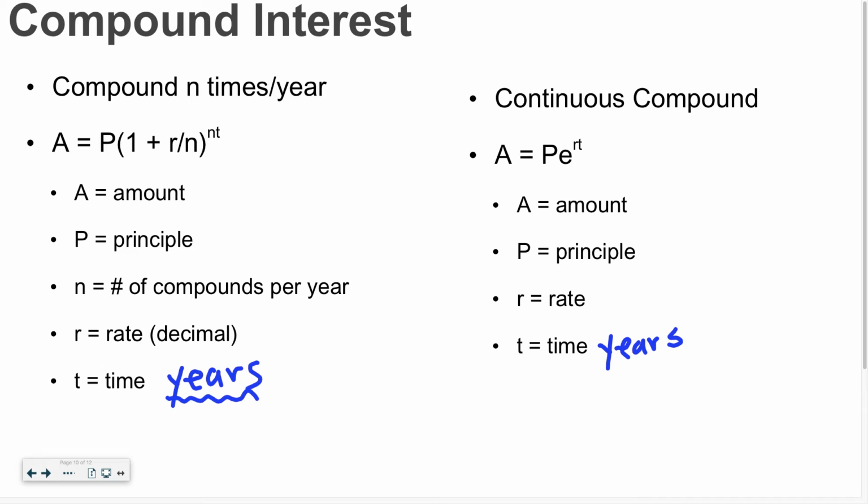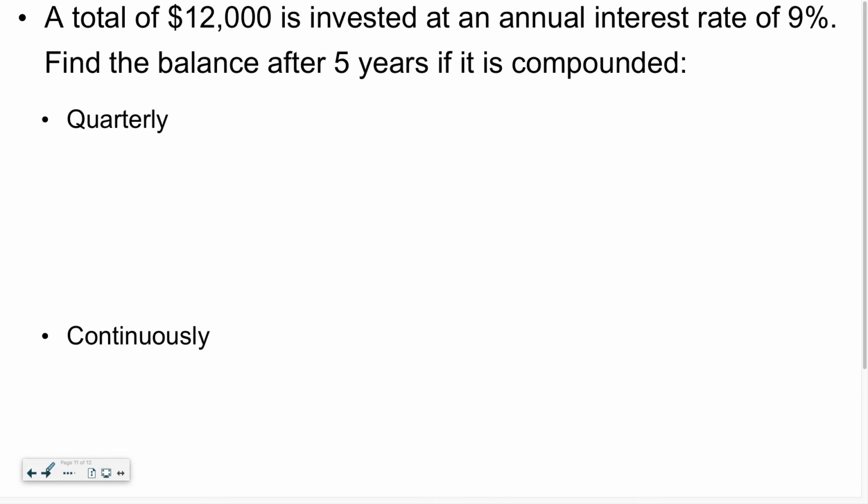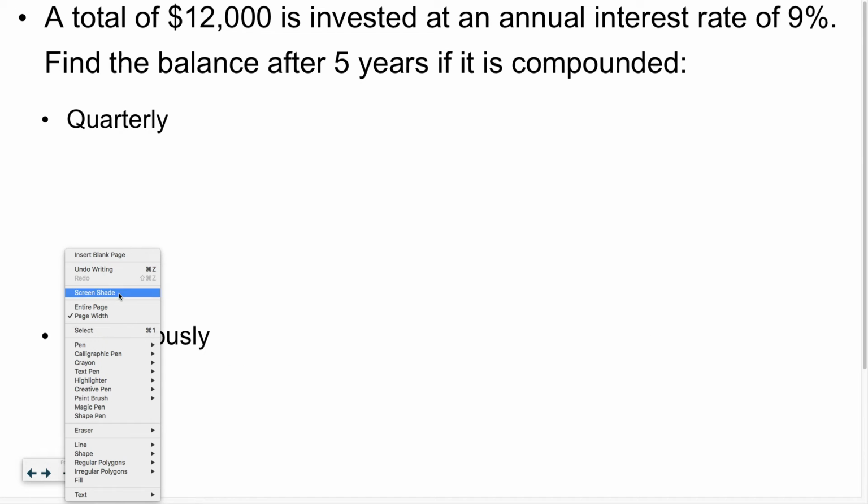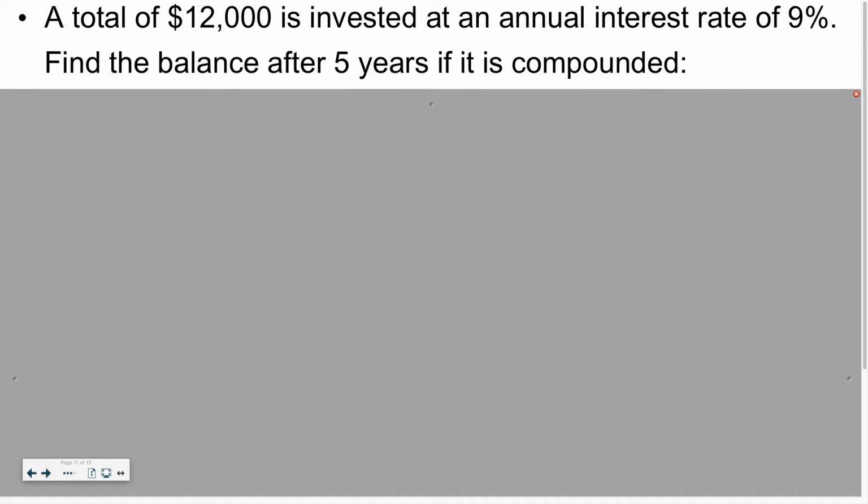I know that this seems silly, but go ahead and write all of the words. Don't just write 12,000, 9%, 5 years. I want you to write all of it so that when you go back and use your notes to help you in your homework, you actually know what the problem said. So you can help decipher what you need to do in the problem you're working on.